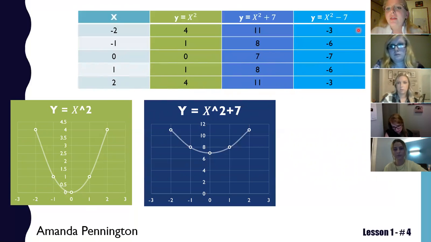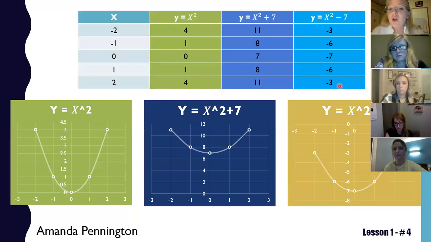Now, we're going to look at the light blue. It says x squared minus 7. When we plug in our x values, we see that we get negative numbers. We got -3, -6, -7, -6, and -3. When we plot that on the graph, we see that our origin is down below at -7 on the y-axis. So when we have x squared minus 7, it's going to go down on the y-axis. And when we have +7, it's going to go up on the y-axis. So it does make a difference on our graphs, but it's still on the y-axis.